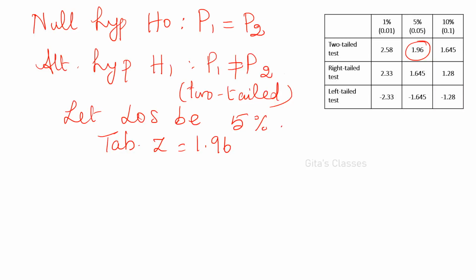Before that, we state the null hypothesis H naught: there is no significant difference between the proportions. The alternative hypothesis: yes, there is a difference, they are not equal. That is two-tailed, as there is no clue for less than or greater than. So the level of significance is 5%. And what is the table value? For 5% two-tailed, it is 1.96. I asked you to remember this table value also, 1.96.